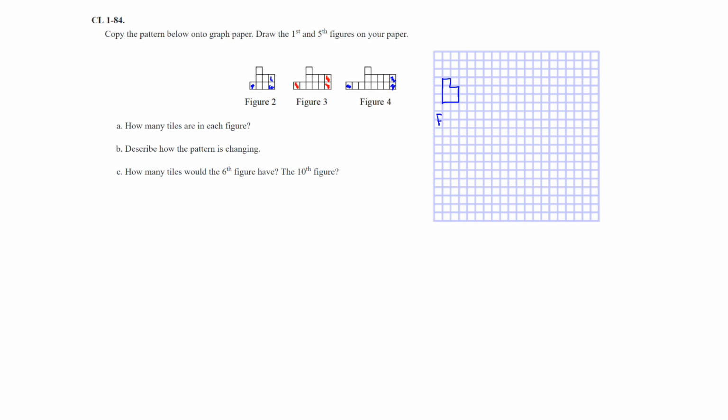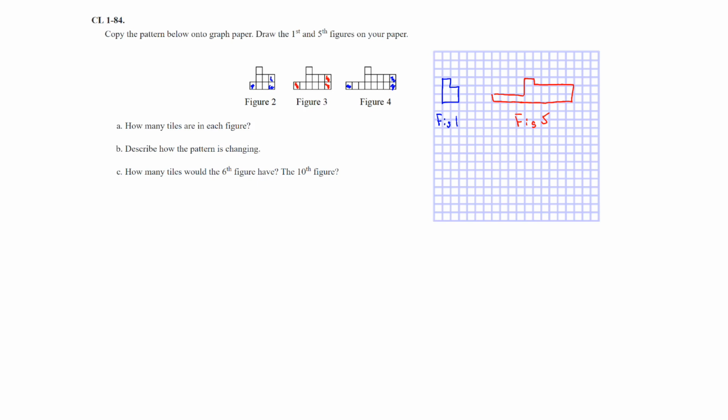So that would be figure 1. And then figure 5. It looks like we would have 4, because you'd add an extra 1. Still goes up and over. I just need to make sure I have enough here. So 1, 2, 3, 4, 5. So I believe it should look like that. So there's figure 1 and figure 5.